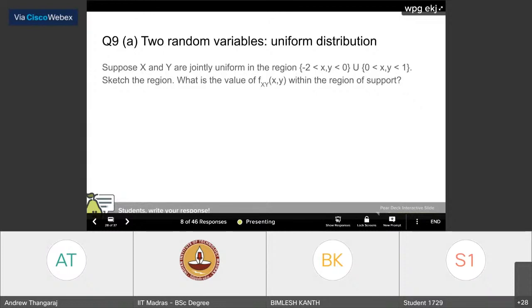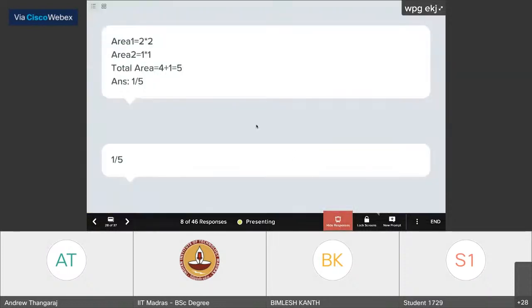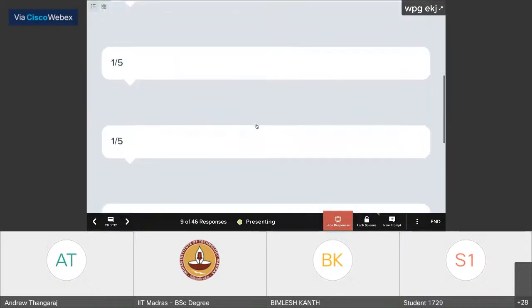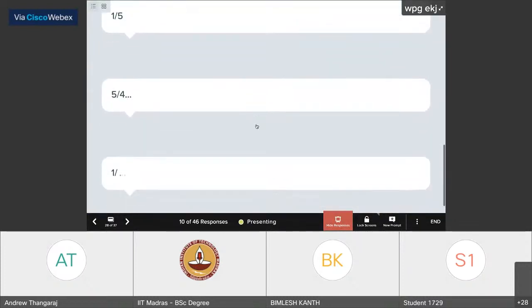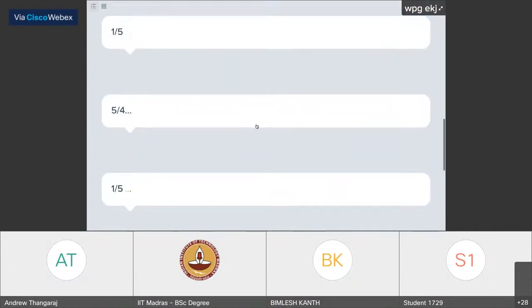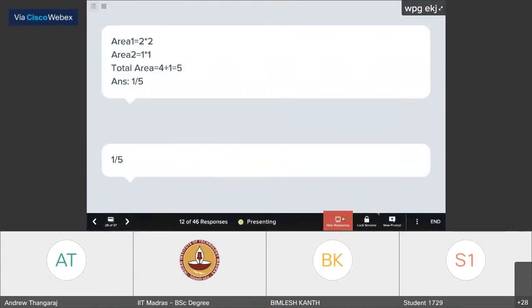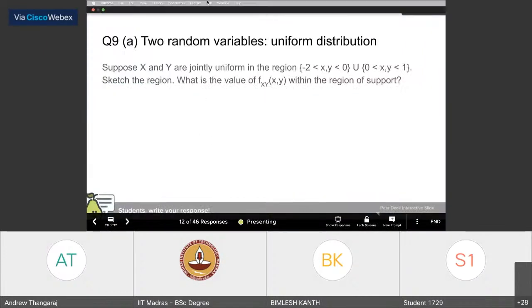Okay, so there you go, 1 by 5. Most people who got an answer have got 1 by 5. 5 by 4 is not quite correct. 1 by 5 is the correct answer. The area, yes, exactly. This is the easiest calculation. The total area is just 5. So you can get to the answer, okay?